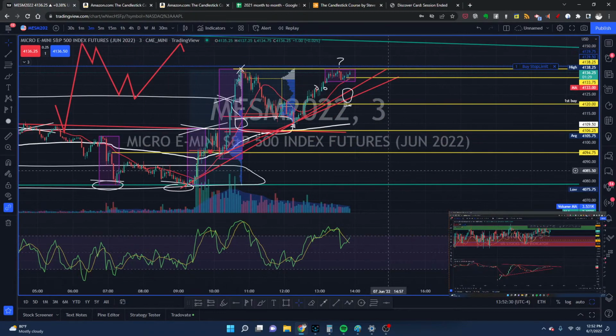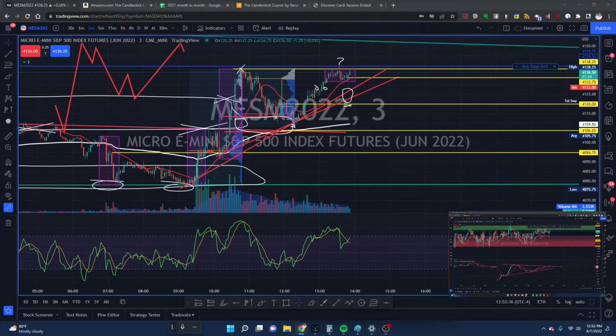trades. But I have been using this trend line to guide me as far as not wanting to buy, you know, too far away from it. And wanting to stay near it if possible, and having it be my guide for the trend.